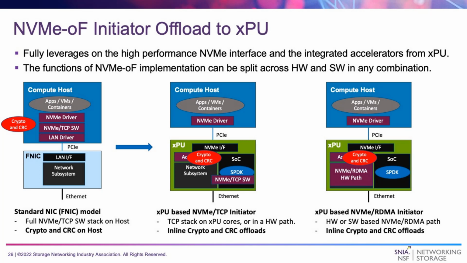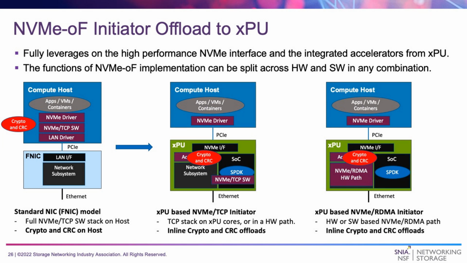So it can fully leverage the accelerators from xPU to do the inline crypto and inline CRC offload, which is more efficient. For the TCP stack, the picture here shows keeping the TCP stack running on xPU CPU cores, because that's the typical solution. But as Mario explained earlier, you can find solutions to have this TCP offload in the hardware path as well. So basically, the functions of this NVMe over Fabric implementation can be split across hardware and software in any combination, depending on the trade-off, performance, and the complexities in the design.